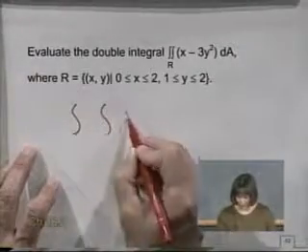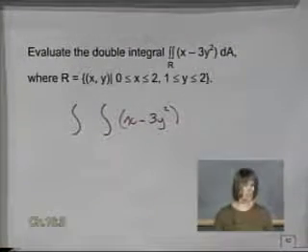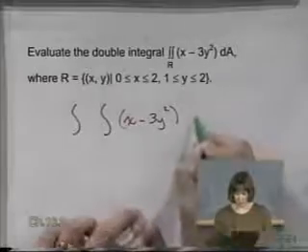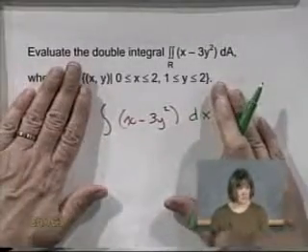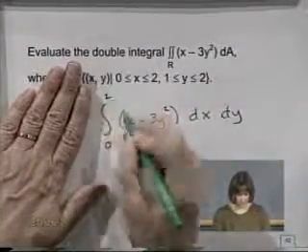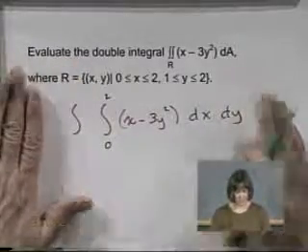You're going to go integral of x minus 3y squared, and you guys tell me, do you want to integrate with respect to x first or with respect to y first? I don't really care. Why don't we do dx dy? Now if we do dx dy on the inner integral, what is x ranging from? From 0 to 2. And after we let x range from 0 to 2, what's y ranging from? 1 to 2.